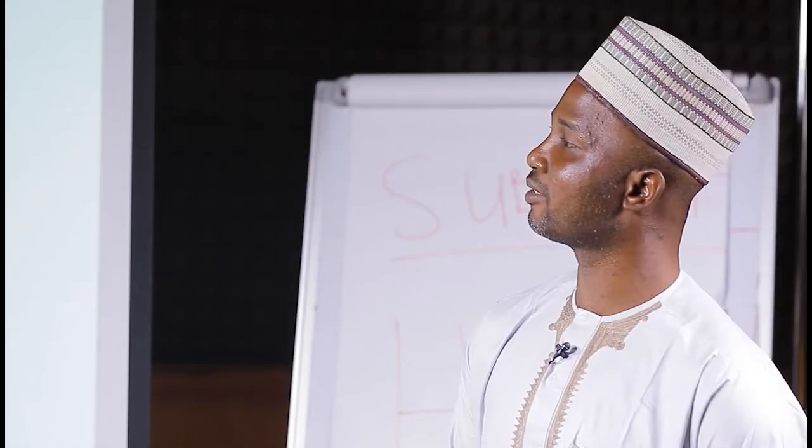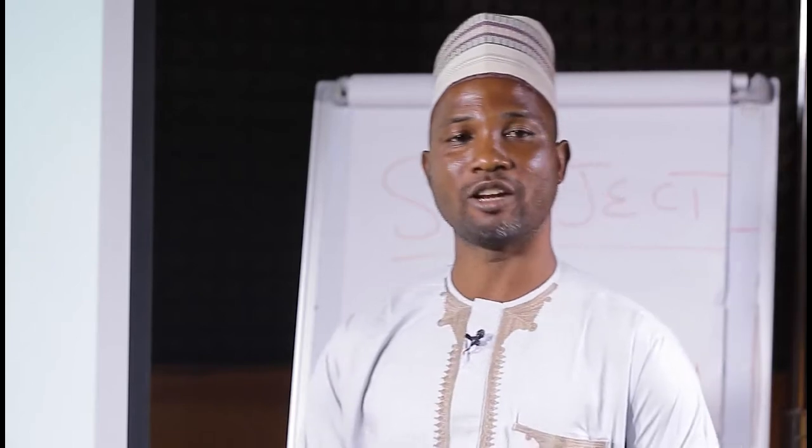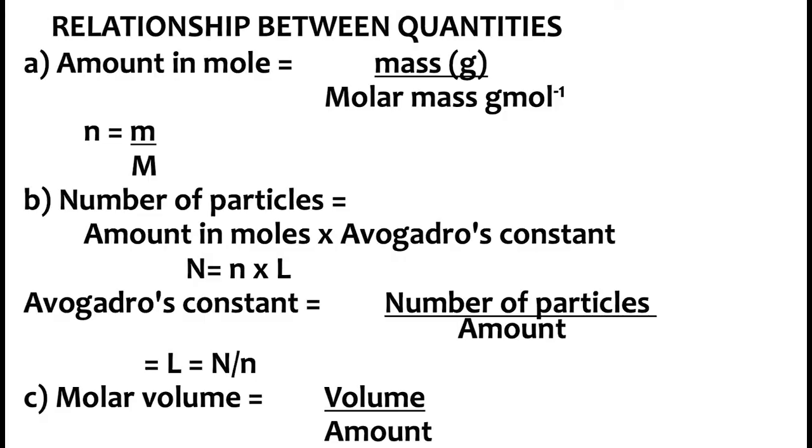My wonderful students, I will give you some very, very important formulas that we'll be using as we progress in today's lesson. Amount in moles is measured as mass in grams over molar mass in grams per mole. I'll say it again: amount in moles is calculated by mass in grams all over molar mass in grams per mole. As you can see, the symbol small letter n is amount, small letter m is mass, and capital letter M is molar mass or atomic mass, as the case may be.